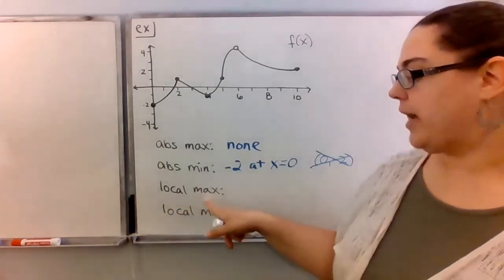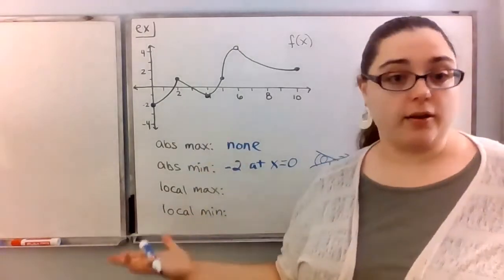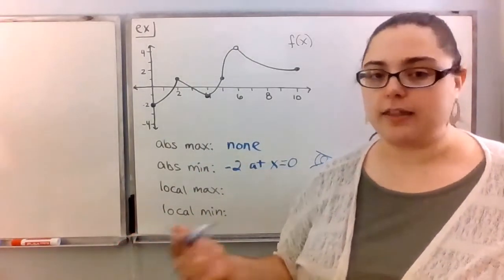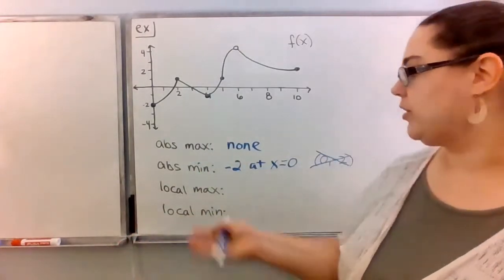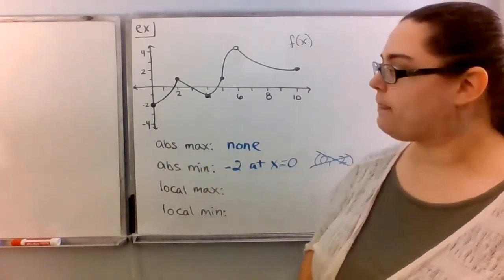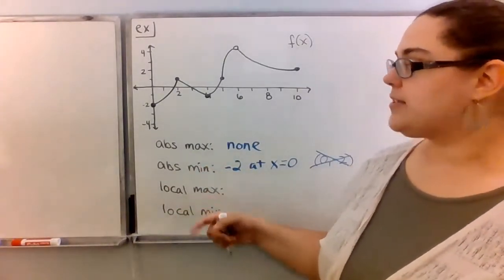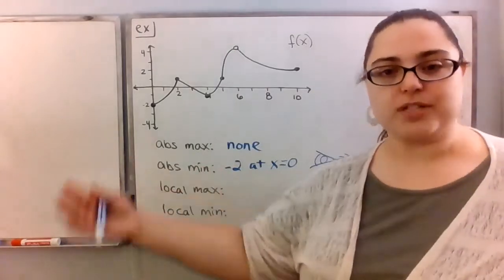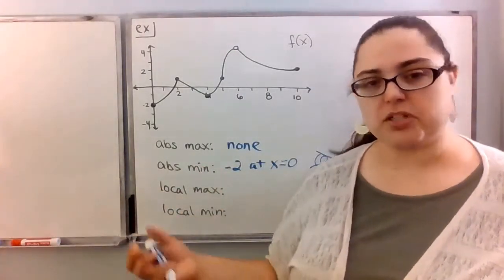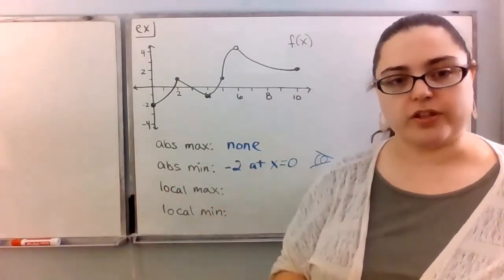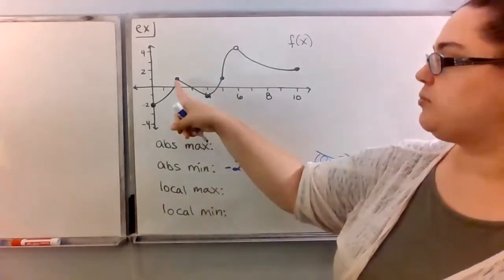Now for local max and local min, they may or may not exist on this function, and they may or may not be where, well, in this case, where the absolute min was. So to find a local max, I want to say, is there any mountain, may not be the tallest mountain, but is there any mountain for this function? And here we have a small one.